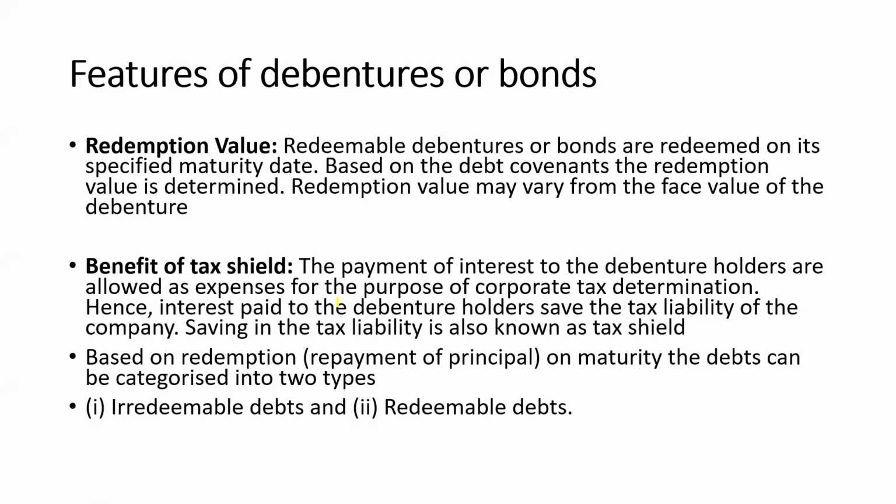And I already mentioned in the past that whenever we raise funds by debt, we get the tax benefit. The payment of interest to the debenture holder is allowed as an expense for the purpose of corporate tax determination. Hence interest paid to the debenture holder saves the tax liability of the company. Saving in tax liability is also known as the tax shielding advantage. I have already discussed why interest or cost of debt is considered a tax shielding advantage.